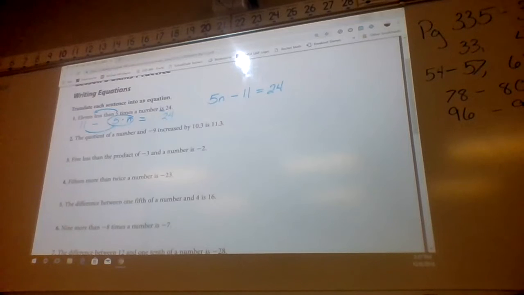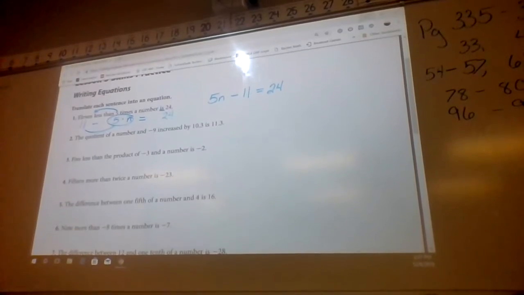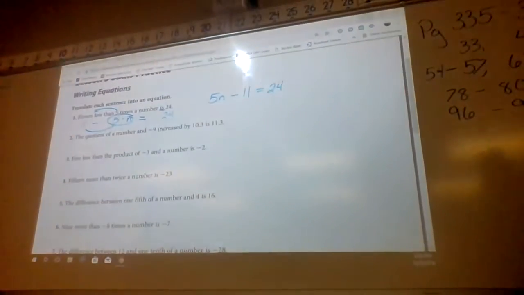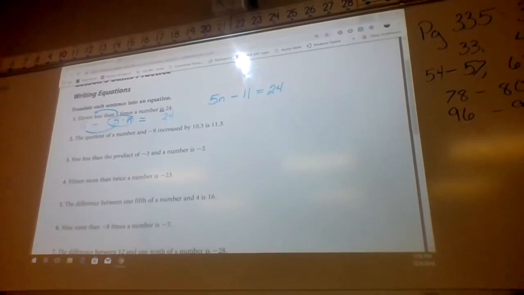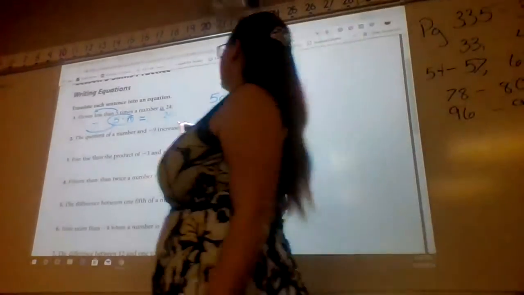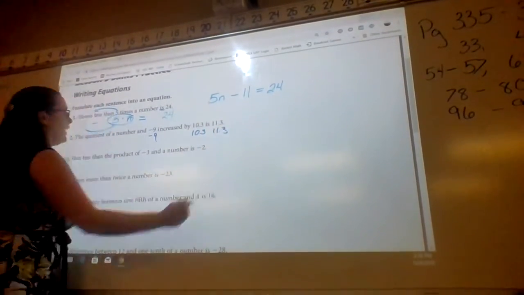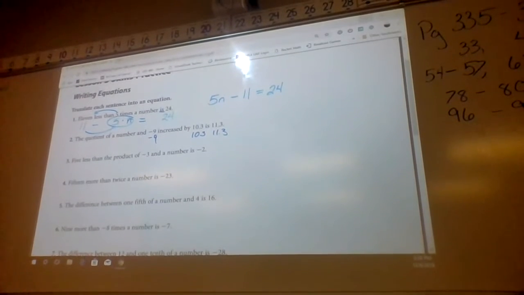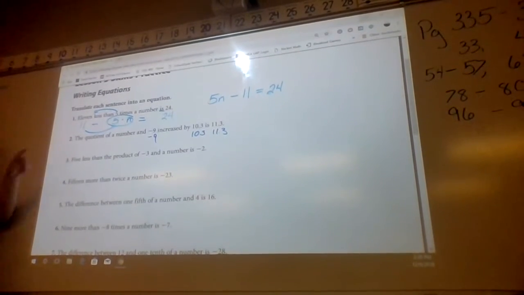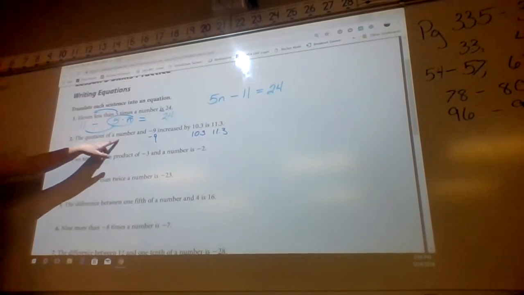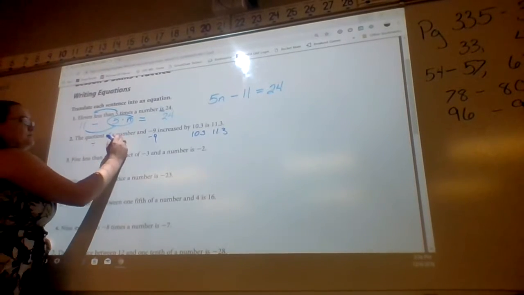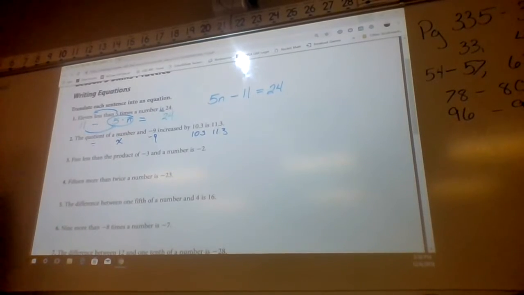All right, so number 2. What does it say? A number and a negative 9 increased by 10.3 is 11.3. So what do we know is going to say? Negative 9. All right, so let's look at clue words. What does quotient mean? So we know we're going to do division. What else do we know? Increase. What does a number mean? A variable. Okay, we'll put X.